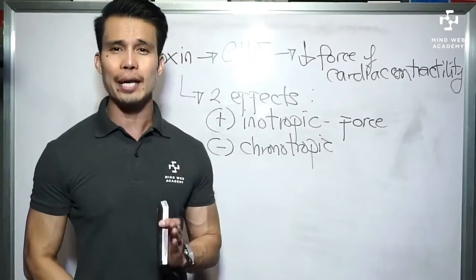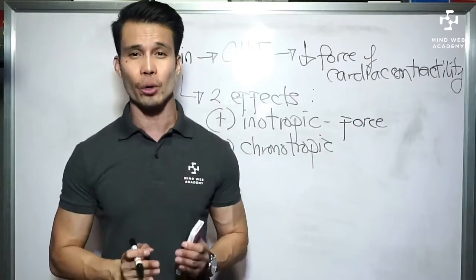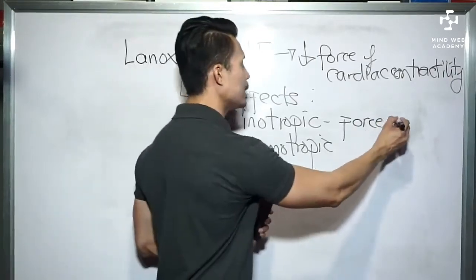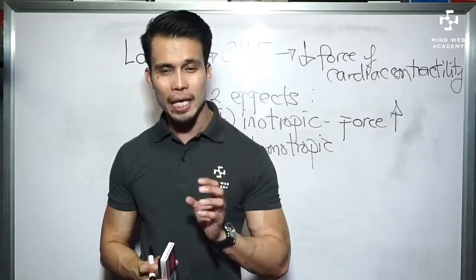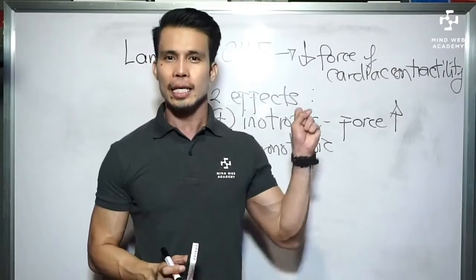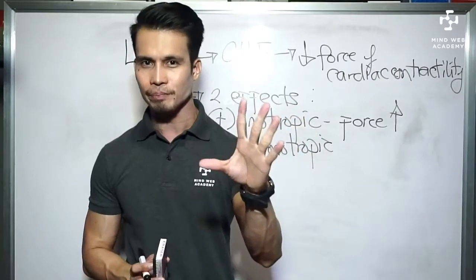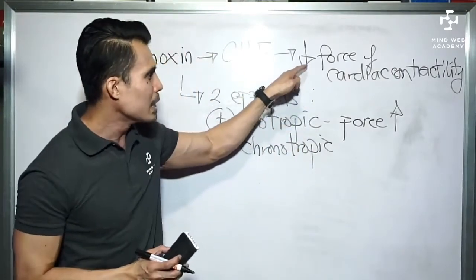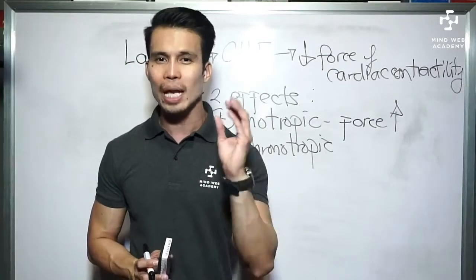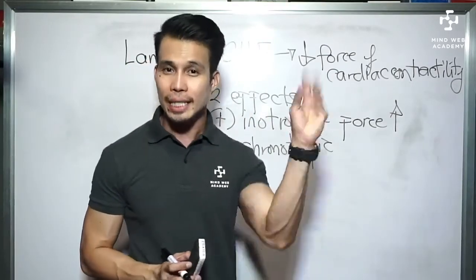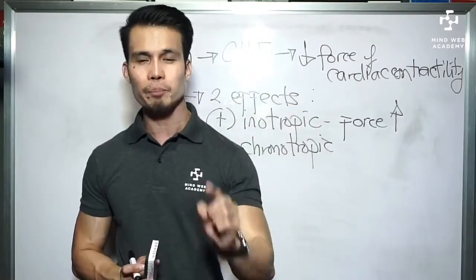Since the effect of lanoxin is positive inotropic, it will therefore increase the force of what? Cardiac contractility. Ibig sabihin sa Tagalog, since positive inotropic ang effect ni lanoxin, tataasan niya ang force ng cardiac contractility natin. Ano ba yung problema sa CHF natin? Decreased force of cardiac contractility. Therefore, lanoxin will answer that problem. It will increase the cardiac contractility because it has positive inotropic effect.